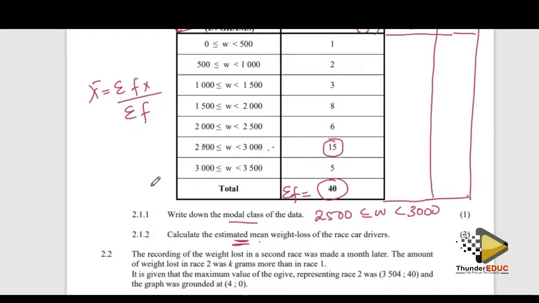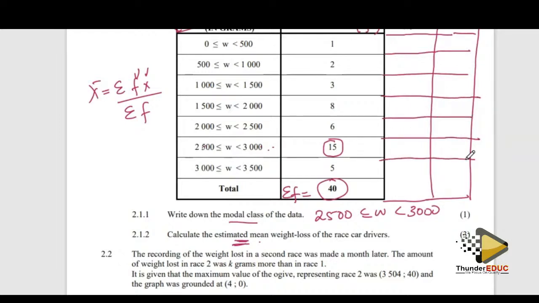So in other words, we need to get the product of the frequency and the midpoint first, which is a bit different from the one variant kind of data. So how do we get the midpoints? Midpoints are obtained by just adding the upper class and the lower class. So it's 0 plus 500, and then we divide by 2. So this is going to give us a 250. Same story, 500 plus 1,000, then you divide by 2. You're going to get something like a 750.